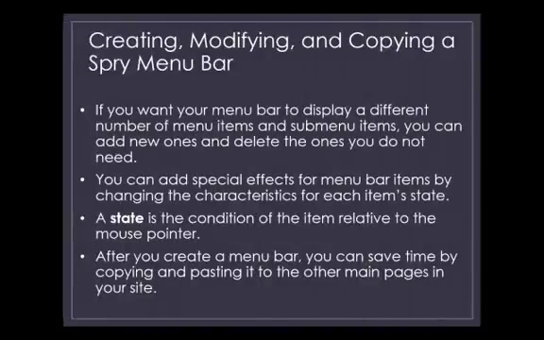You can also add special effects for your menu bar items by changing the characteristics for each item's state. A state is the condition of the item relative to the mouse pointer. You can create a rollover effect for each menu item by using a different background and text color for each state to represent how the menu item appears when users move over it with their mouse or away from it with the mouse. You can also create special effects for web page links.